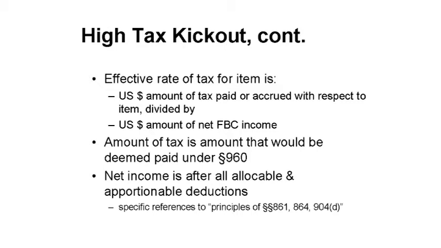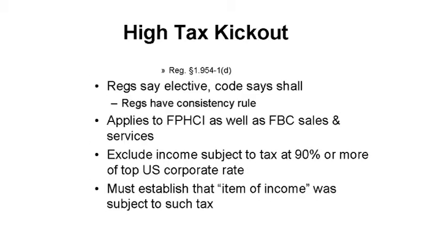The present U.S. corporate tax rate is 35%. 90% of that is 31.5%. Thus, if the effective rate of foreign tax exceeds 31.5% for an item of net income, then the item is not Subpart F income. The law says high tax income is excluded. The regulations say you only get to exclude if you make an election to do so. The taxpayer can thus get it either way.